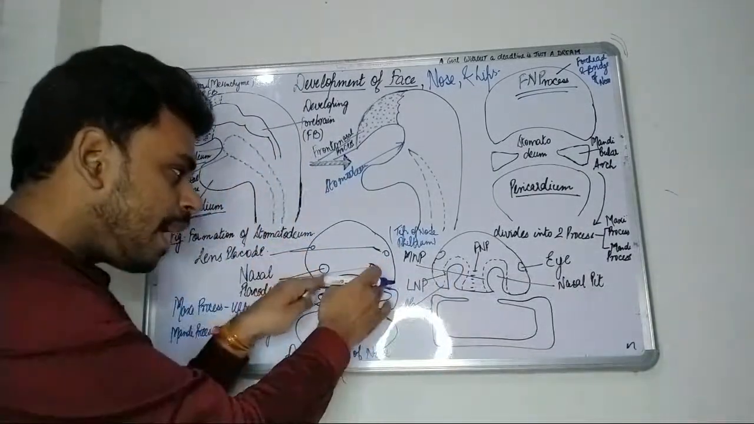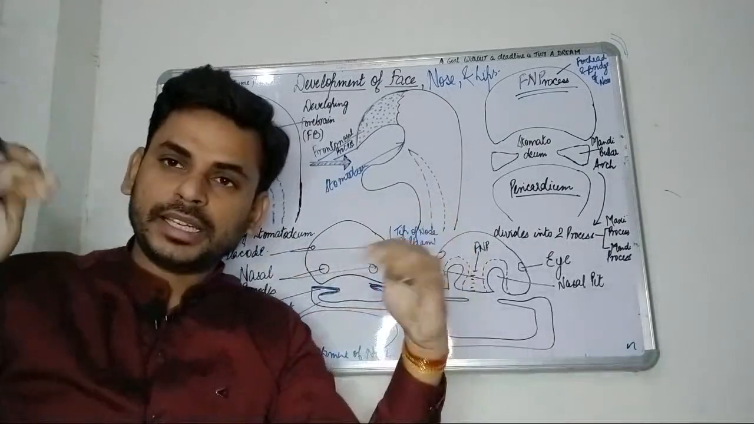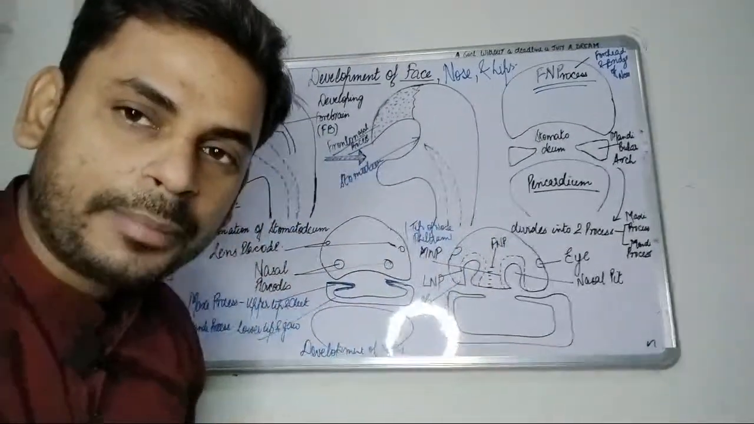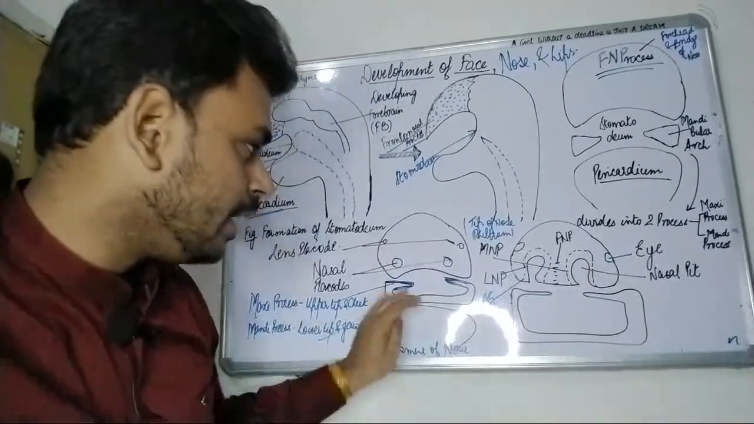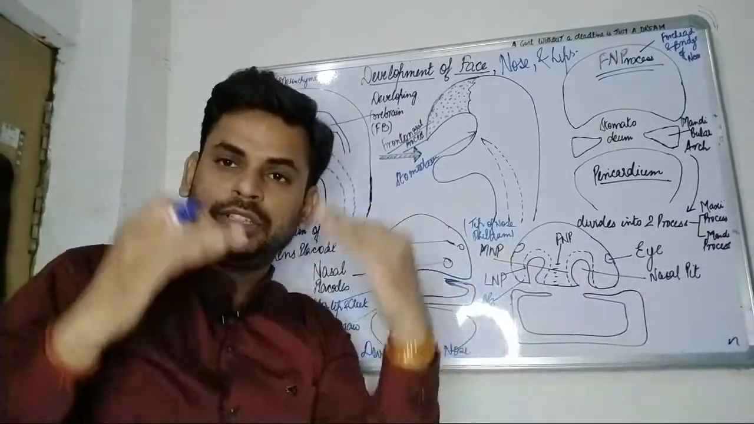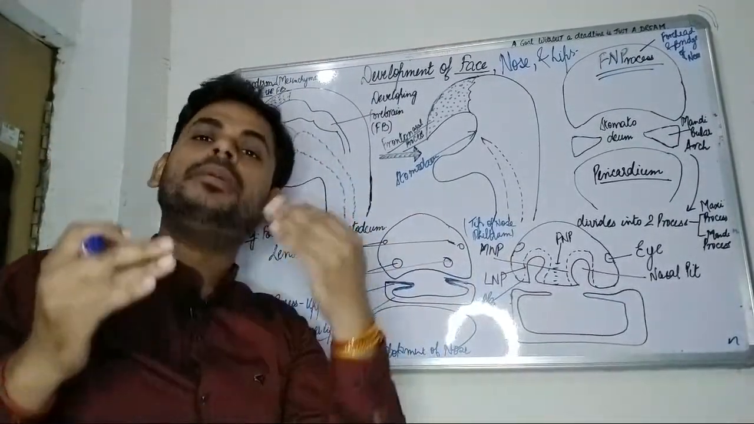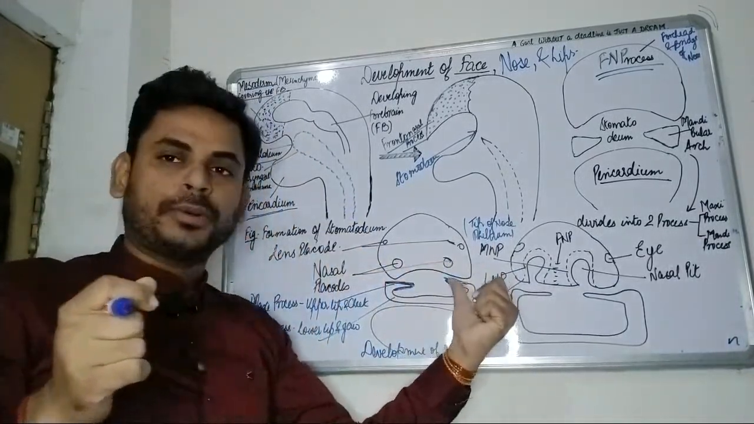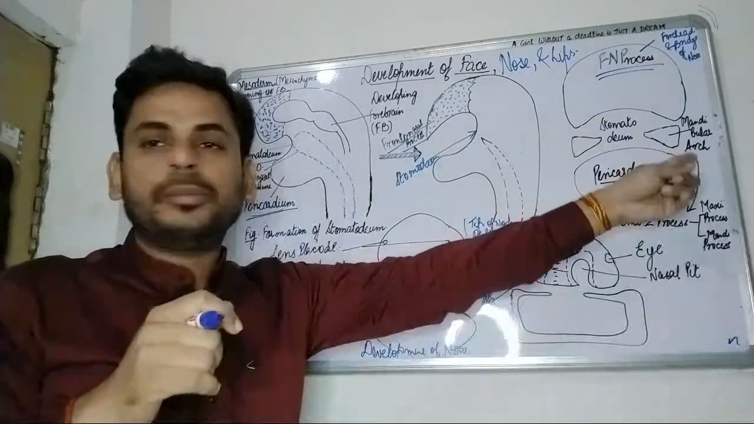Now, these maxillary processes, in the course of development, will ultimately come and fuse in the midline to form the palate. Initially the primitive palate will be formed and later on the secondary palate will be formed. So these are the two maxillary processes from the mandibular arch.